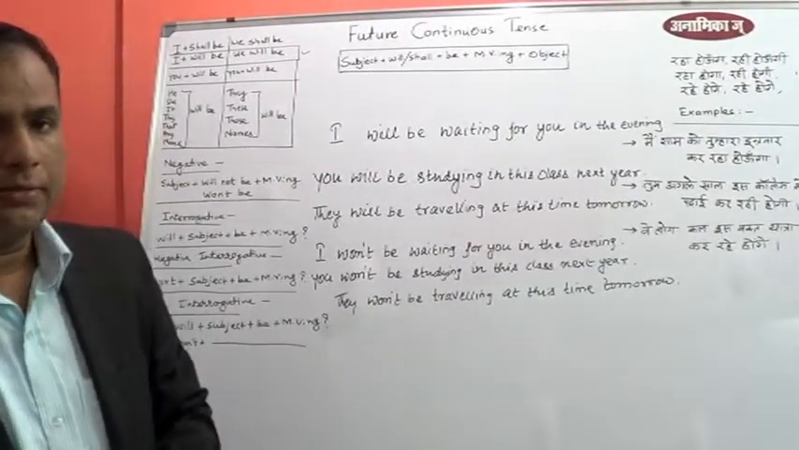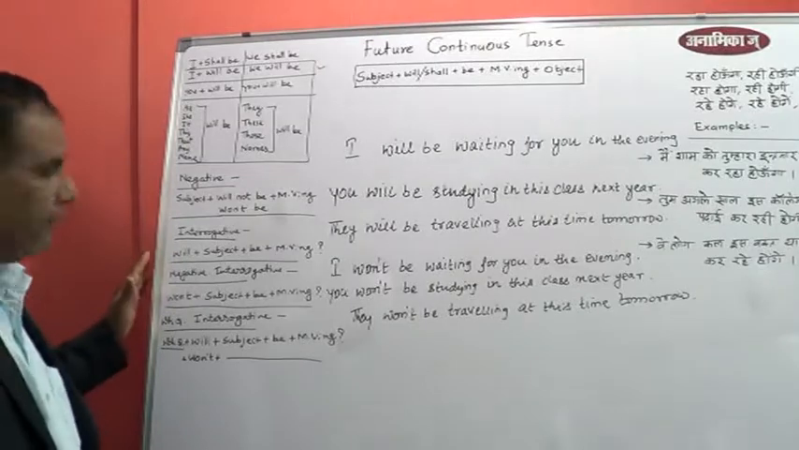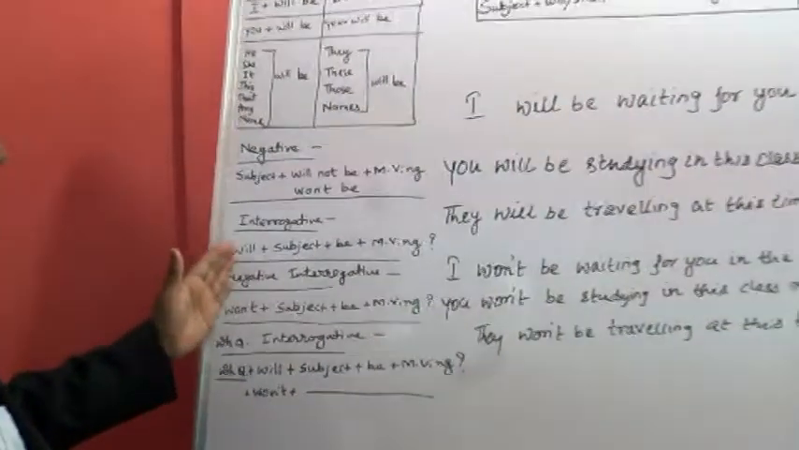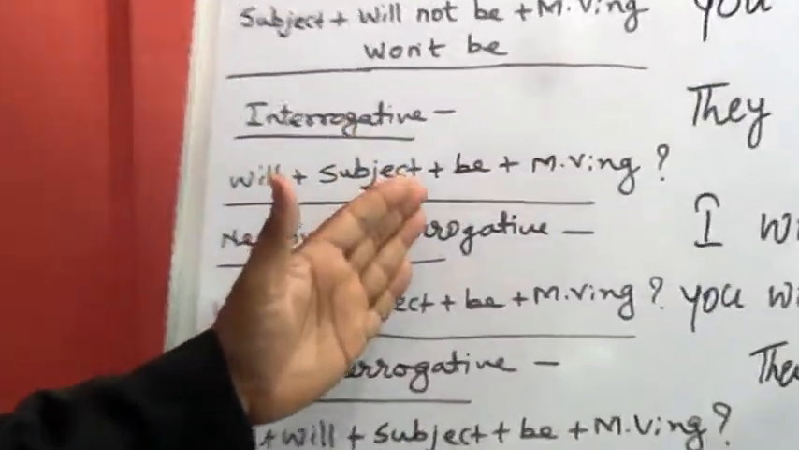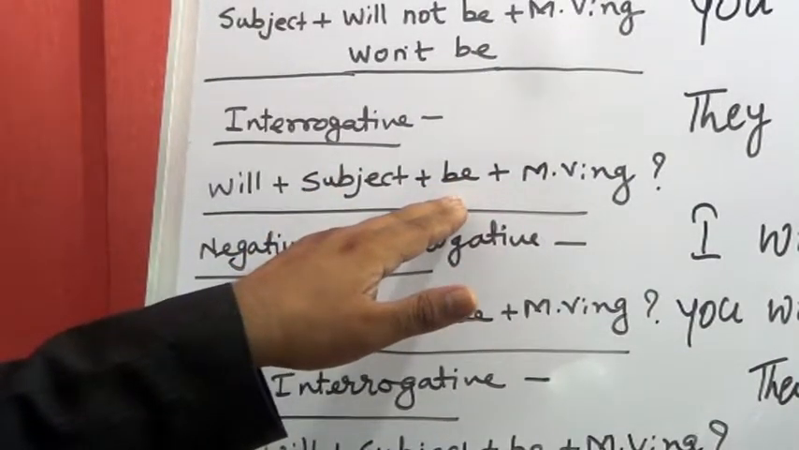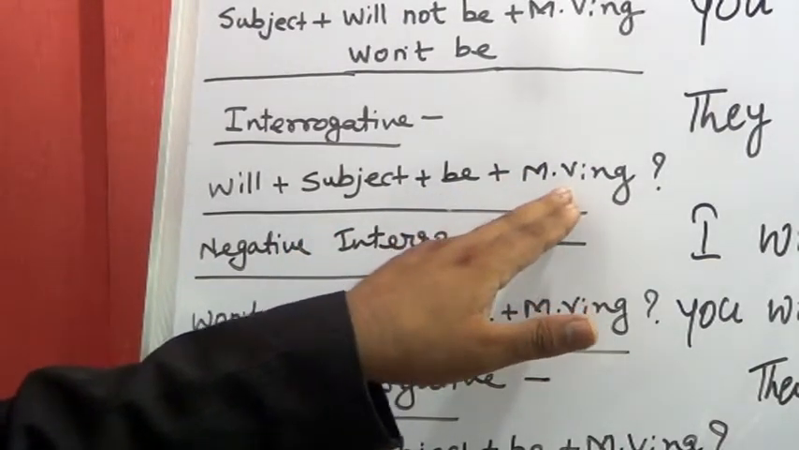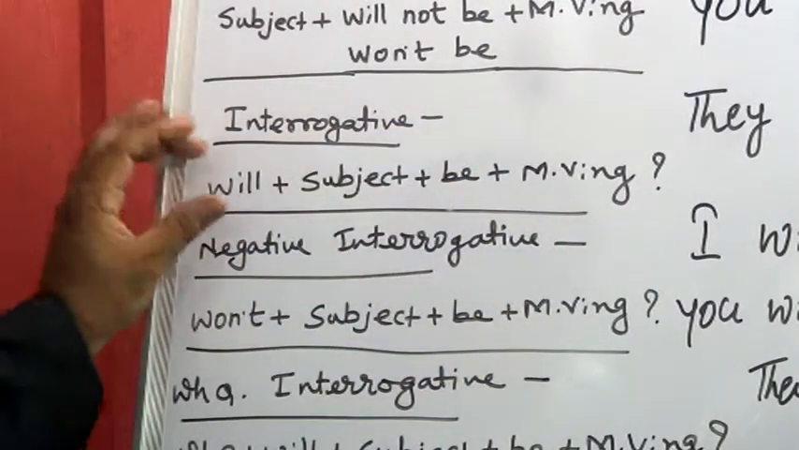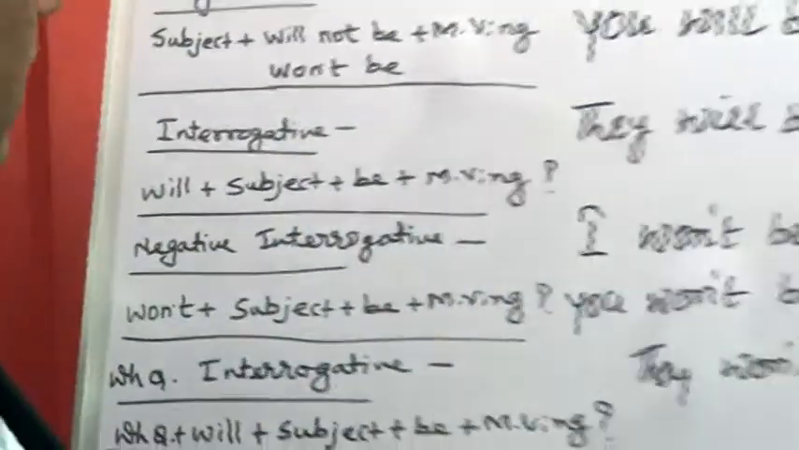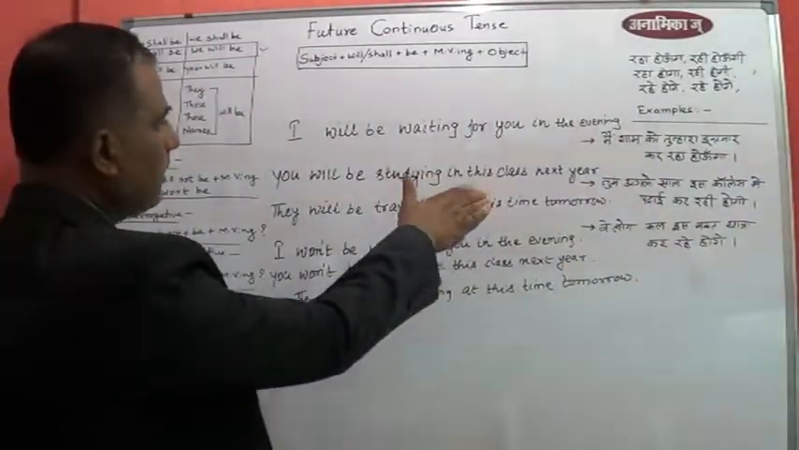After positive and negative, let's see how to make interrogative sentences. If you look at the structure, you will find that will comes in the beginning, then the subject, and then we have be. This is to be kept in mind while framing questions or interrogative sentences, and finally we have verb with ing. So this is the structure of a yes-no question. Now let's see how questions can be framed with the help of this structure. Now we have one example. You will be studying in this class next year.